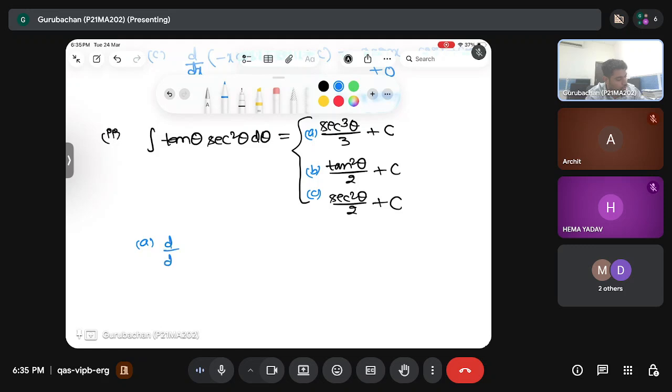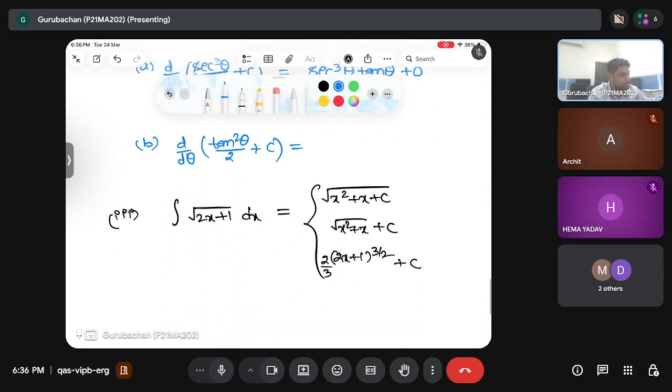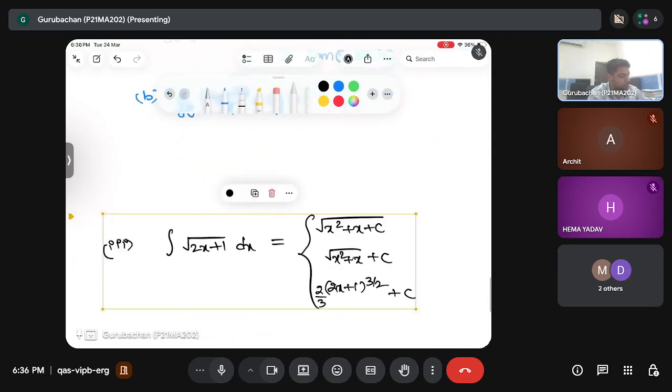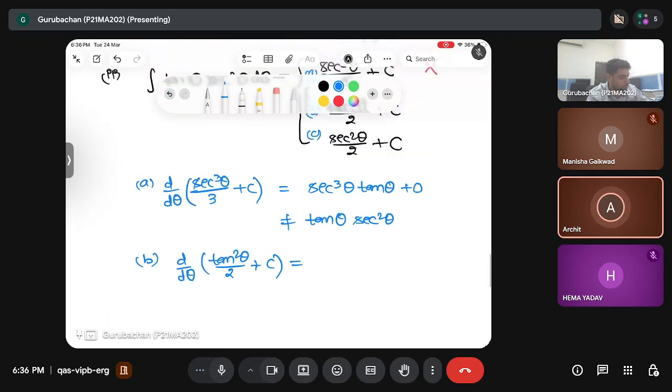So differentiation of secant cube theta divided by 3 plus some constant will be secant cube theta tan theta plus 0, which is not equal to the integrand, so this will not be the answer. What about the second one?